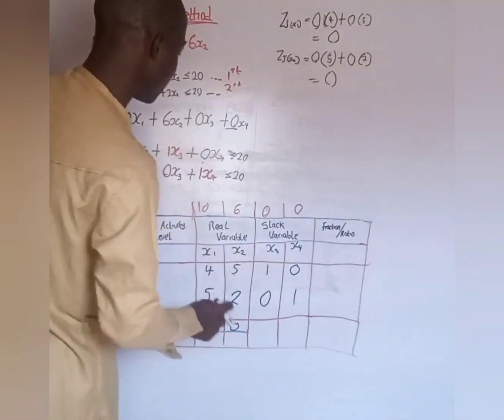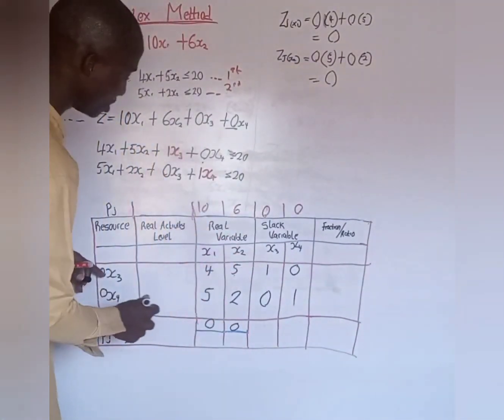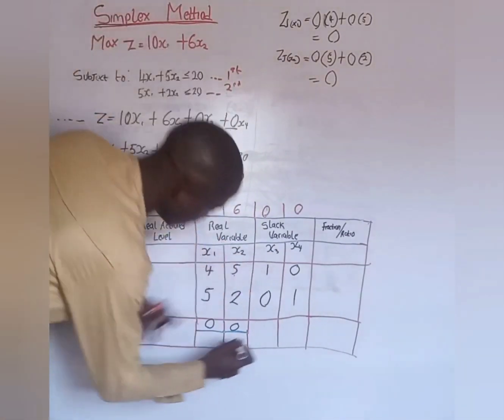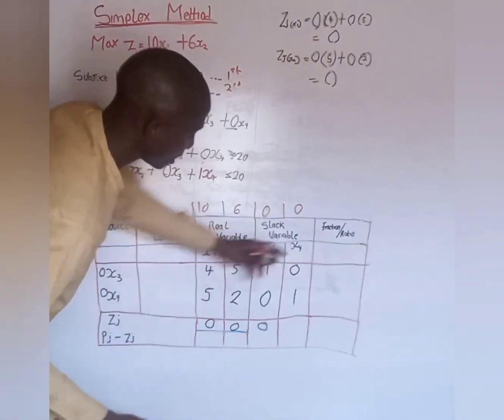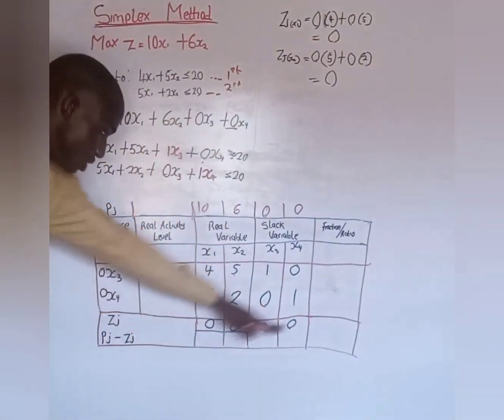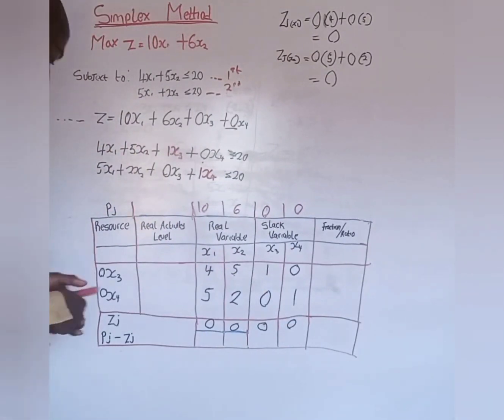So for x3, the value of my ZJ will also be 0. Because this 0 will negate every value that is here, so this one will also be 0. And for x4 it will also be 0. So that's how to get this row, which is the ZJ.